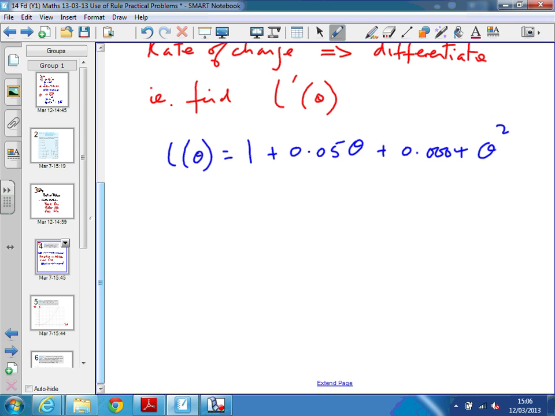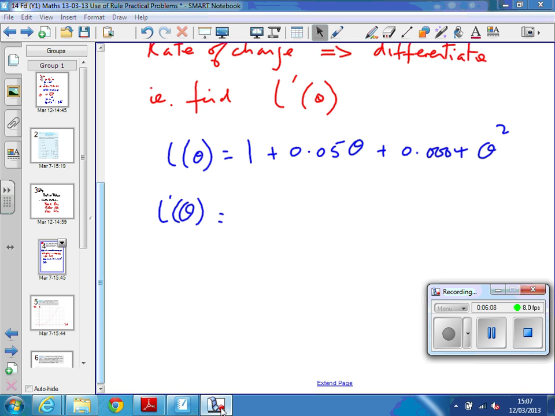So now we need to differentiate. Write down what you think the differential is, L prime theta. Think about the rules of differential calculus, refer to the table if you need to. Write down what you think the differential is.